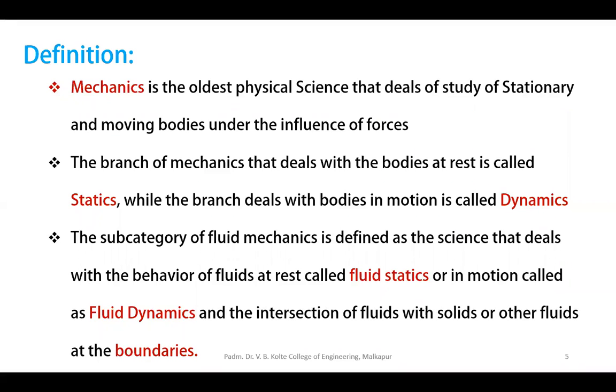So which type of branches are available in the mechanics? Mechanics having two branches, static and dynamics. So what is meant by static? Static means the study of forces acting on the body when body is at rest condition. That will be called as static condition. And when body is in motion, then this is called as dynamic. So dynamic again is divided into two parts.